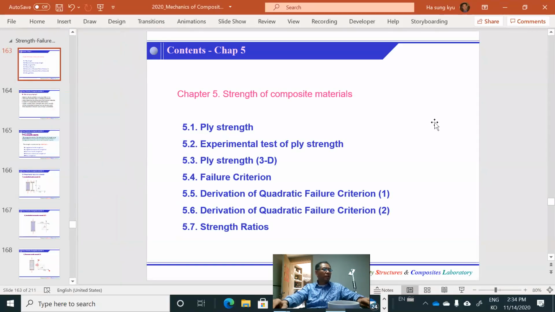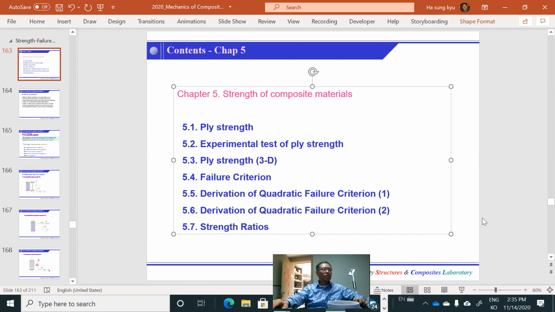So the failure, is that okay? The failure of the laminate is the fundamental basis of the design. So in chapter 5, we will discuss the strengths of composite laminates.